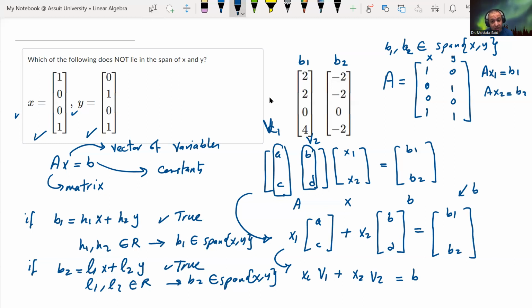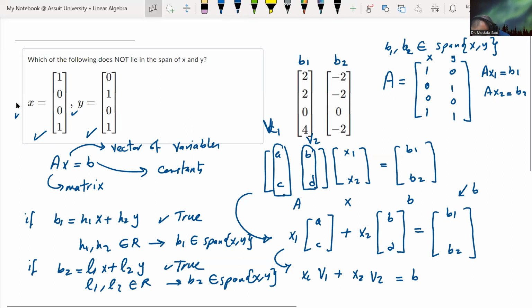Can we find a vector called x1 such that Ax1 equals b1? Can we find a vector called x2 such that Ax2 equals b2? If we could do that, then b1 and b2 belong to the subspace. If we couldn't find x1, the system is not solvable, and b1 doesn't belong to the subspace of x and y, because we cannot write b1 as a constant multiplied by x plus another constant multiplied by the vector y.